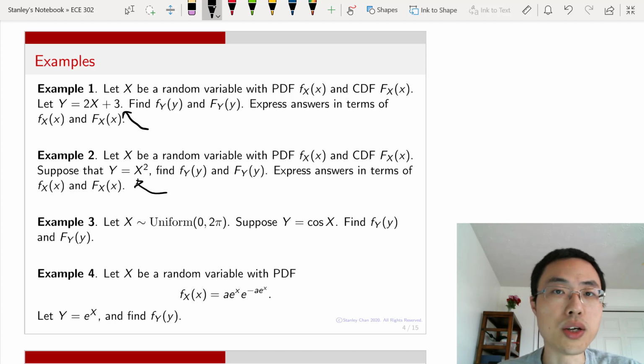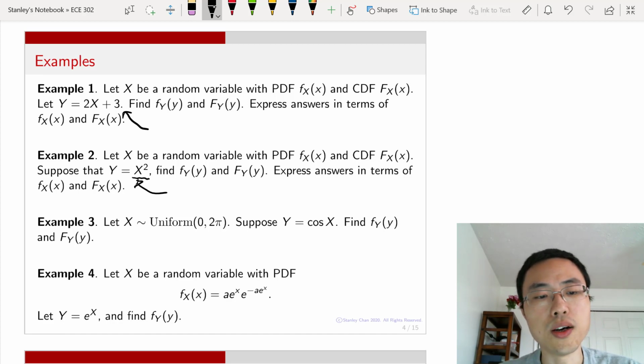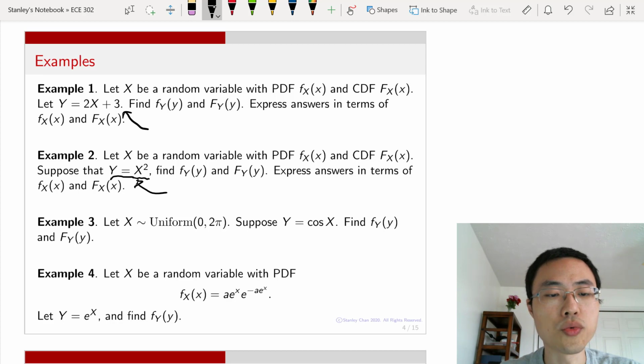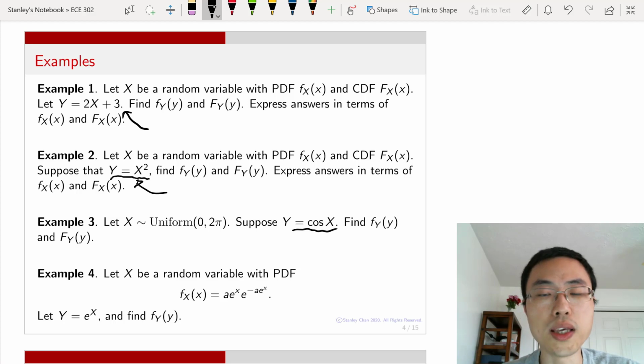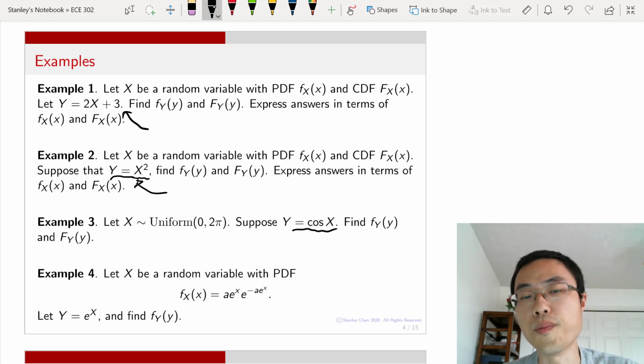That is a quadratic equation. The tricky thing here is that if x is not only positive, then when we take the square, you can actually turn some negative into positive. So we need to take care of both sides of this random variable. This is a nonlinear transformation, y equals cosine x, which is a phase modulation problem.